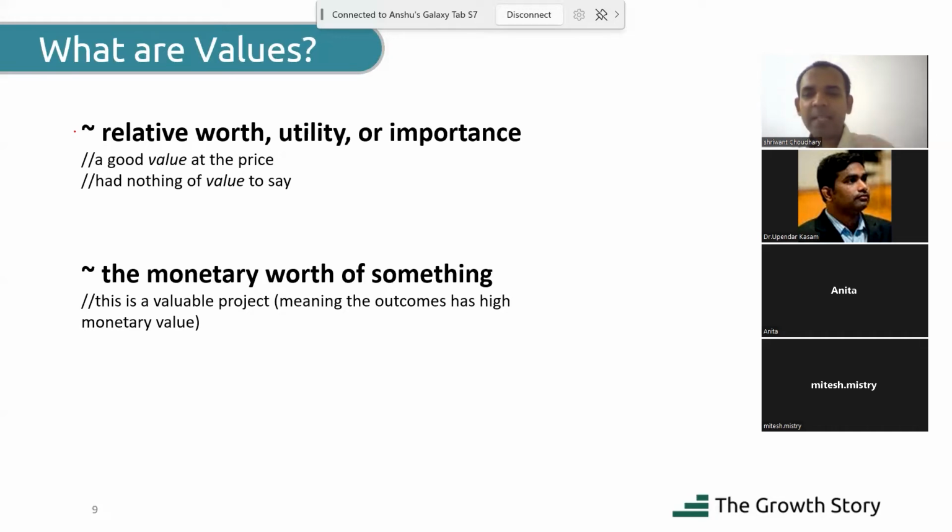Think about an IT product development. Okay, there are two stakeholders. One is business owner. The other person is IT security head. Are those two people seeing the same value in the product?